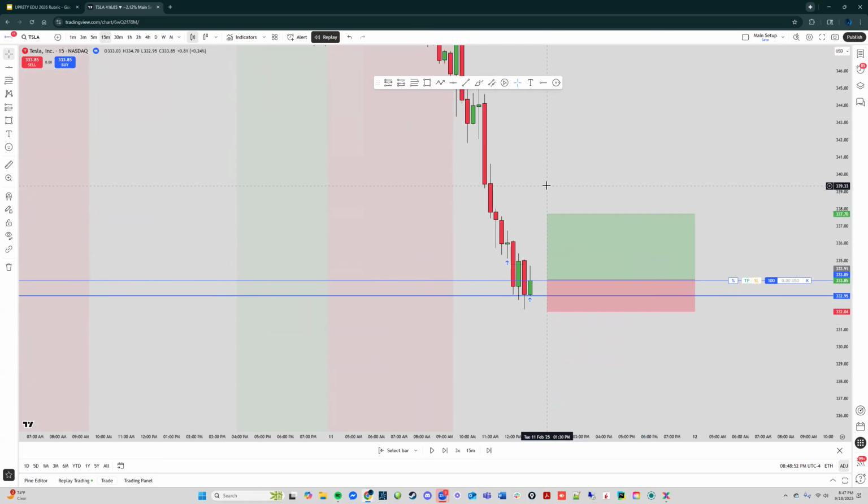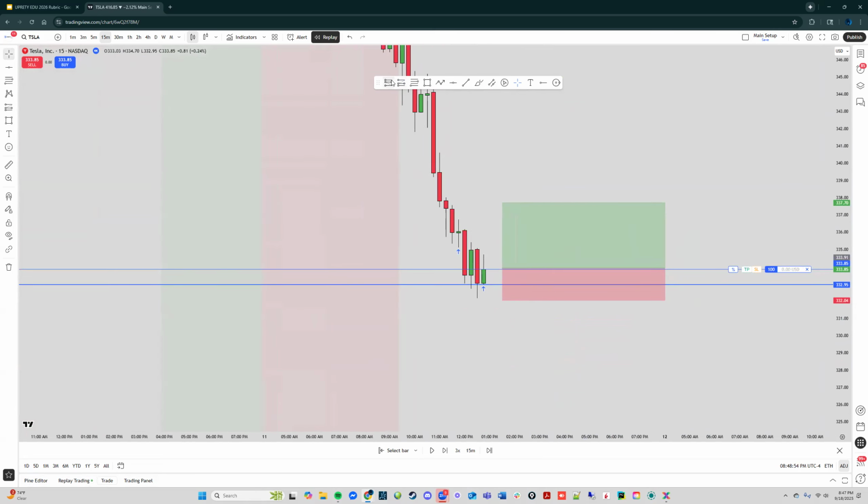Now, me personally, what I would do on this trade, this is just me, is I would short here. I would set my stop right above this candle, and I would target a 1 to 2. So this is what my setup would look like. This is what he said he wants to do.